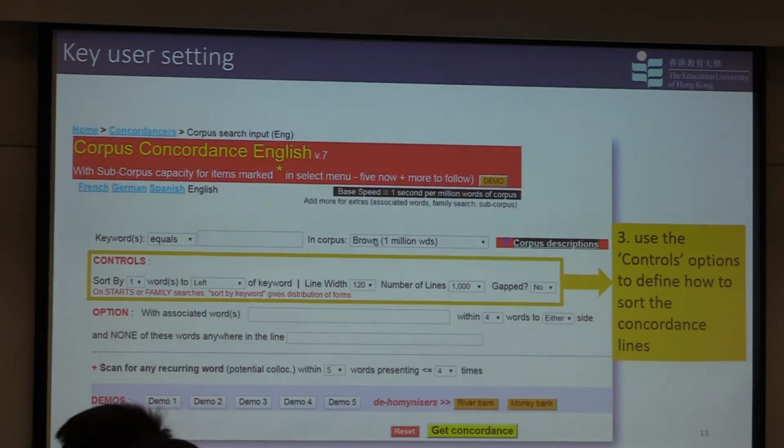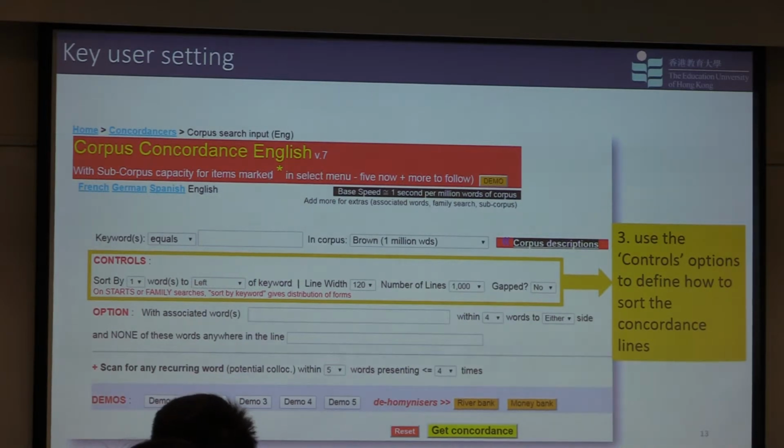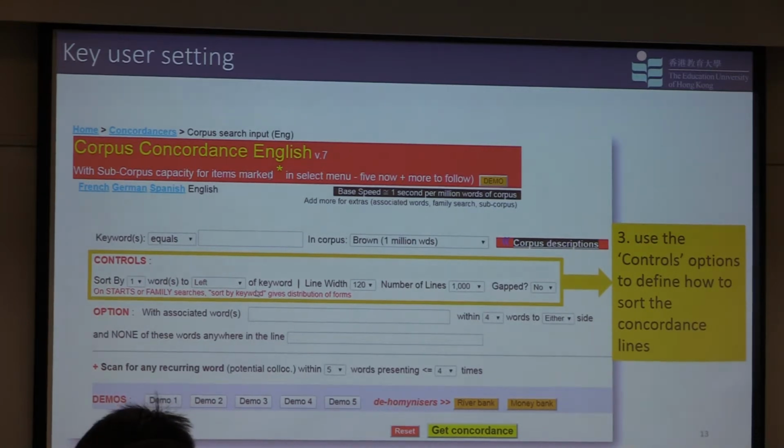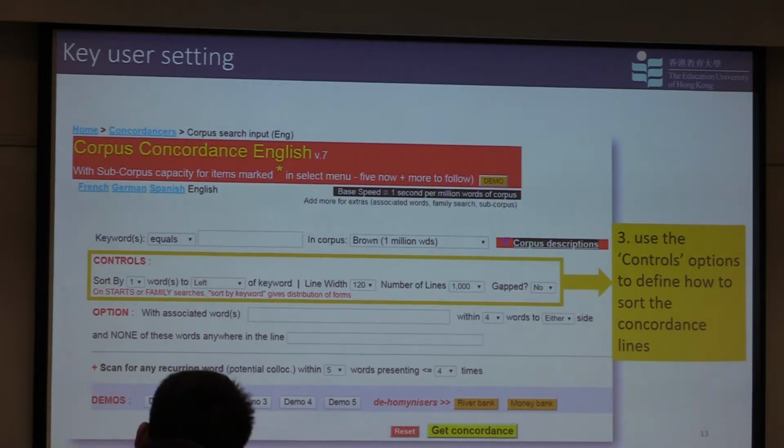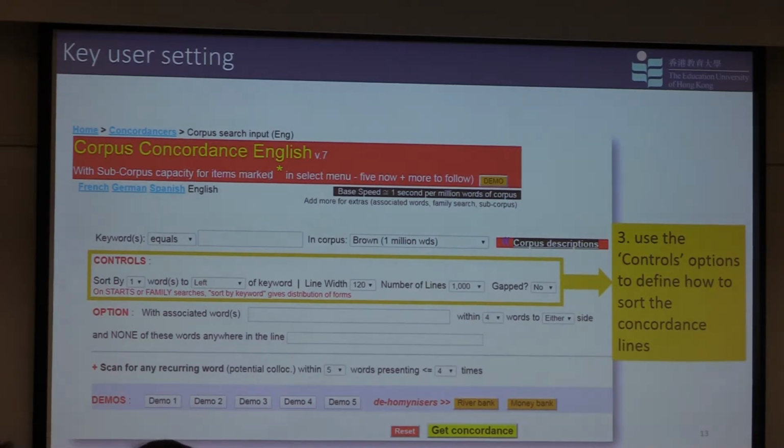Okay. Now afterwards, what should you do? You have to sort the words to the left or right of the keyword. You can also specify the number. So I want to ask you, should you sort the sentences to the left or right of the keyword? It really depends, right? It depends whether you're interested in knowing the words that come after the keyword, or before the keyword, right? Okay.